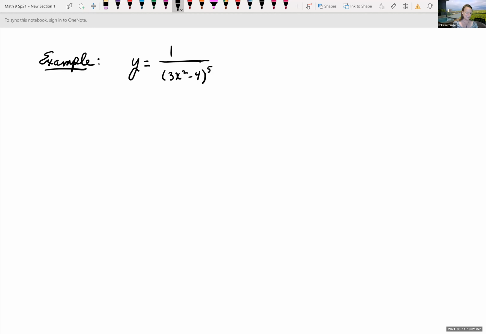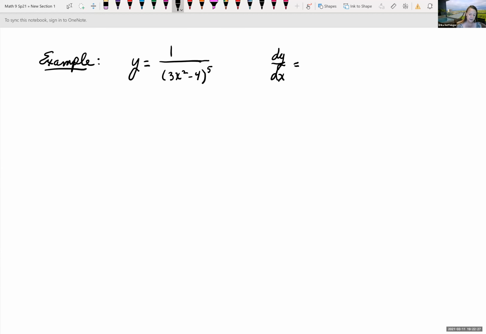We're going to practice now with multiple examples of using the different rules of derivatives that we have learned. So we just learned the chain rule, and we even know the product rule and the quotient rule. Looking at the example, y equals 1 all over the quantity 3x squared minus 4, and that quantity is raised to the 5th power, and we want to find the derivative.